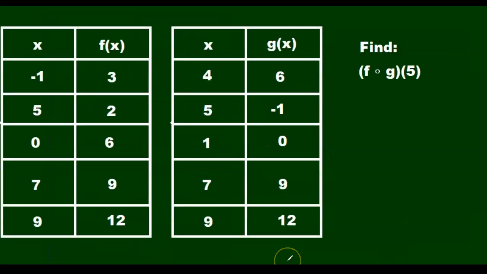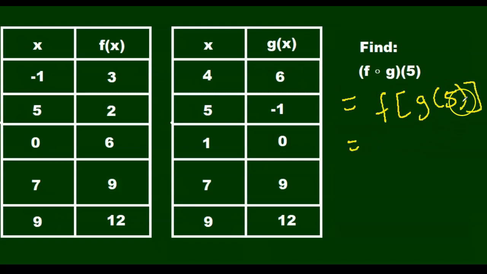Now let's apply that idea to solving composite functions. So I have two tables of functions. One is f of x and one is g of x. So how do we find f of g of 5? Recall, we can rewrite it as f of g of 5. You don't have to, but I like to write it in this form because it's more intuitive.